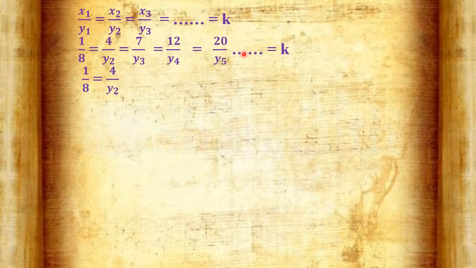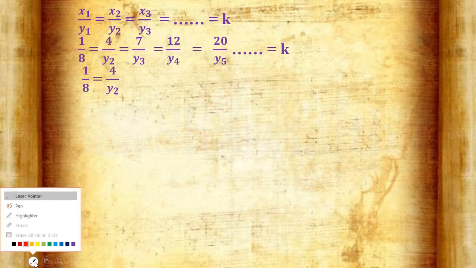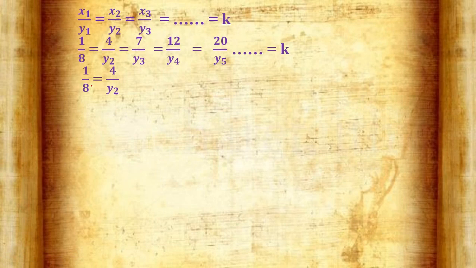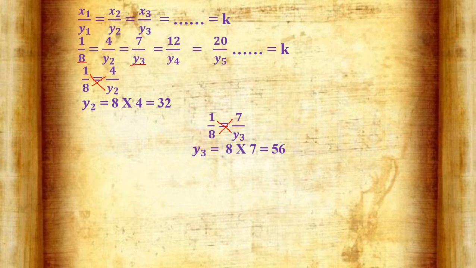Okay, so let's take the first two quantities. 1 by 8 is equal to 4 upon y2. Now we will solve it by cross multiplication: 8 multiplied by 4 and y2 multiplied by 1. So in the next step y2 is 8 into 4, that is equal to 32. Similarly, we take the first and the third term. Here we get 1 by 8 is equal to 7 upon y3. Again we use cross multiplication, so we can write y3 is 8 into 7.